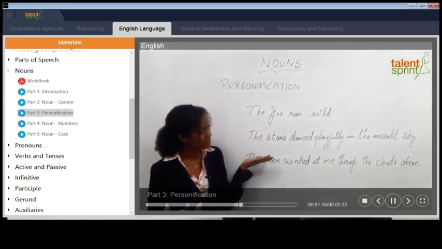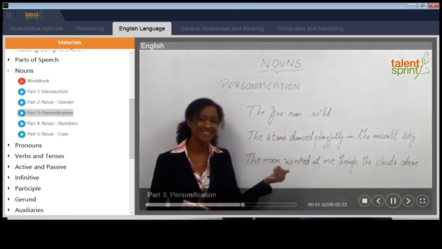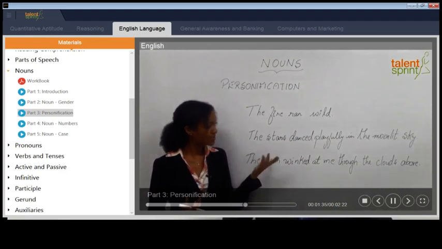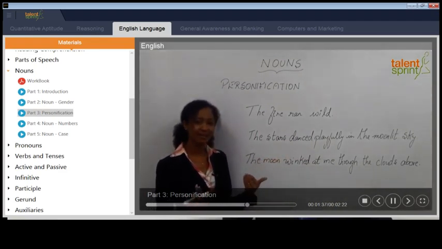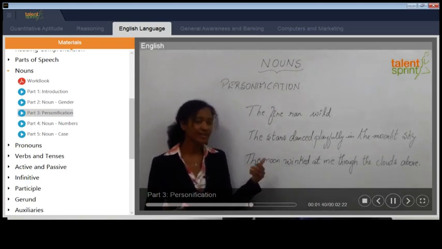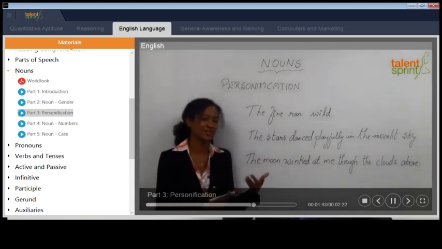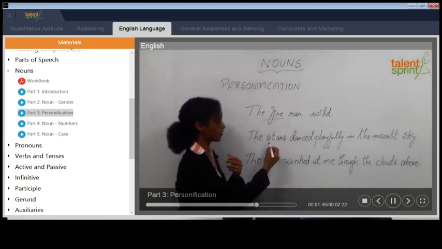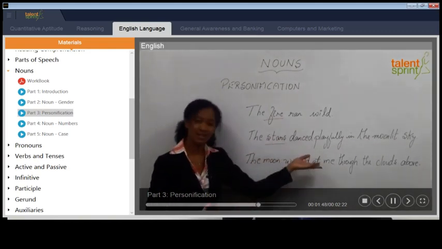The stars danced playfully in the moonlit sky. Again, stars cannot dance because they're not human, but they are given a human or near human characteristic. So here the stars are dancing, okay?